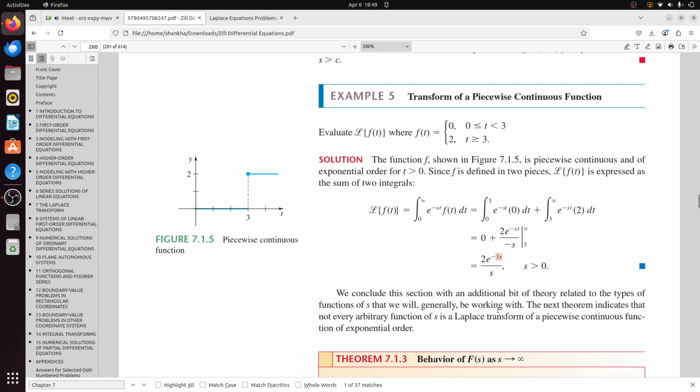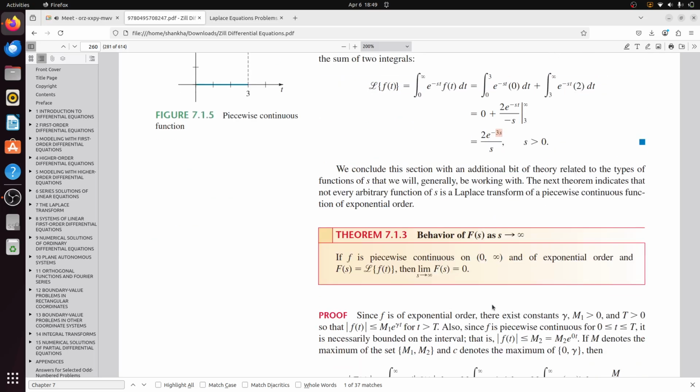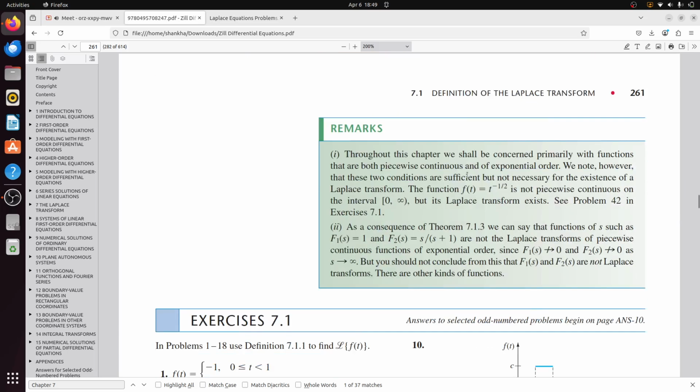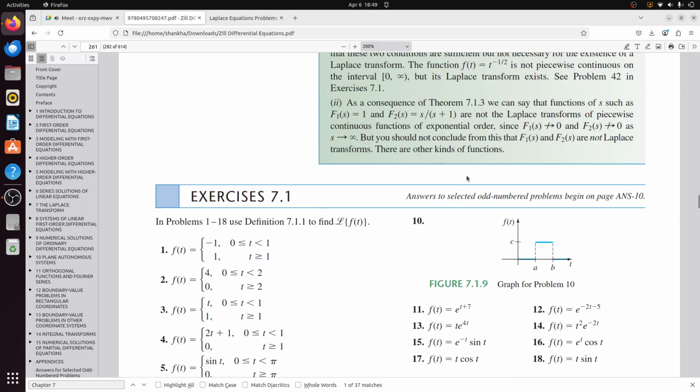And if f is piecewise continuous on [0, infinity) and of exponential order, then F(s) tends to 0 as s tends to infinity. It is clear from this also. 2 e^(-3s) by s, that is e^(-3s) means 1 by e^(3s). Take the limit s tends to infinity, that will be ultimately 0. Okay.